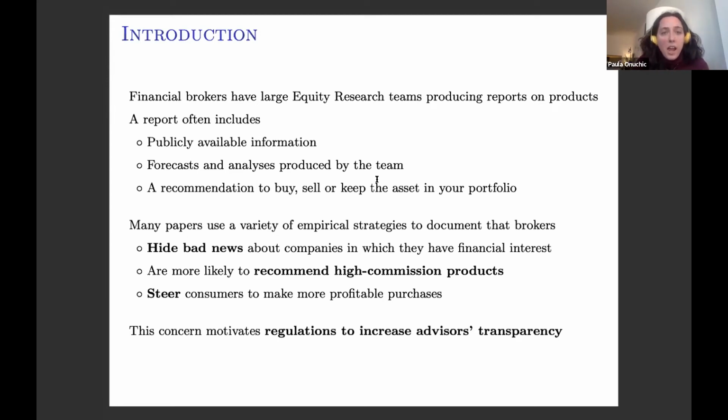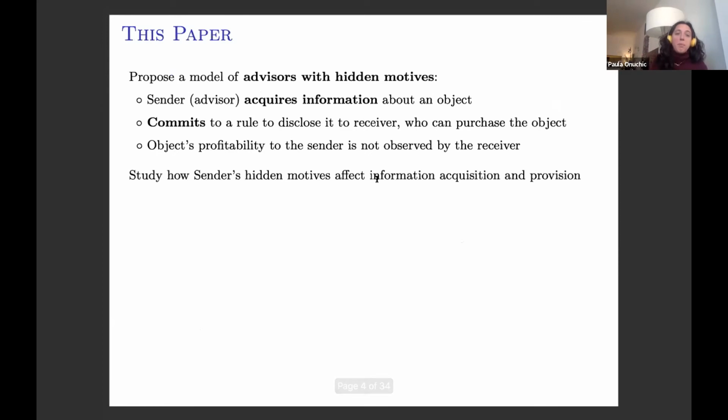So what I do in my paper is I propose a model with advisors that have hidden motives, okay? In my model, I have a sender, who is the advisor, who acquires information about a certain object, and he commits to some rule to disclose this information to a receiver. And this receiver can then see the information that was disclosed and purchase the object he received information about, okay? And importantly, what is hidden about the advisor's motives here is that the sale of this object might be more or less profitable to the advisor, okay?